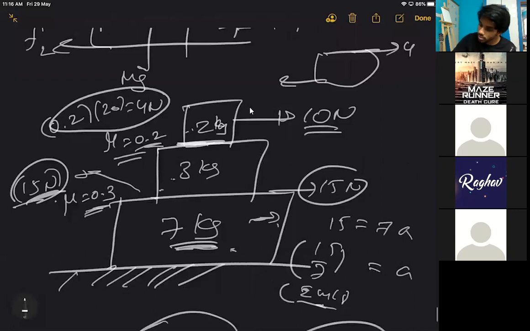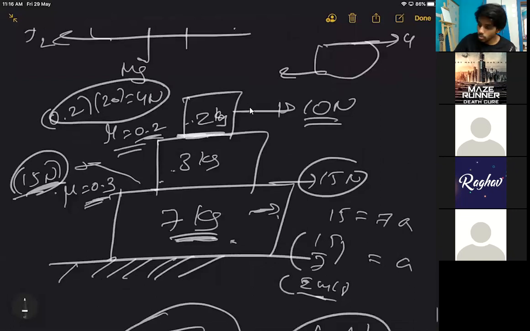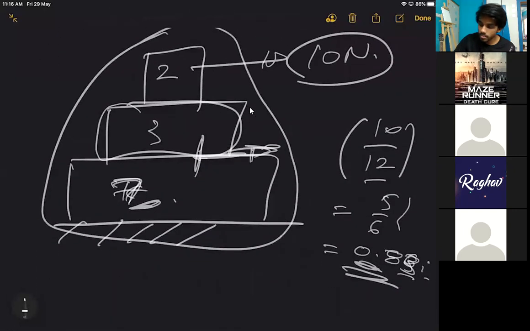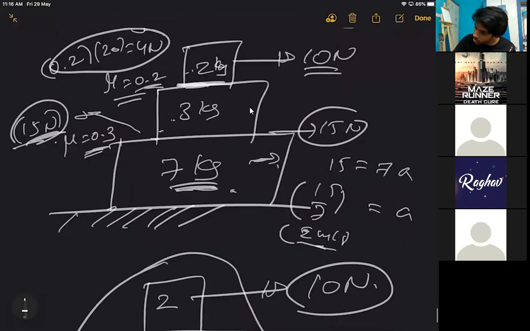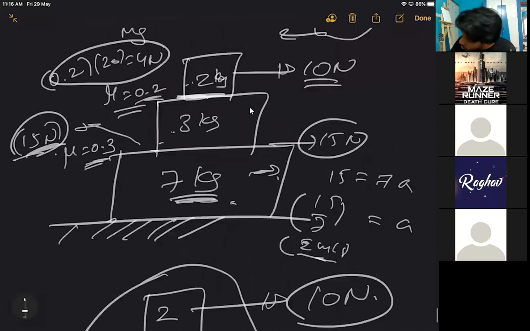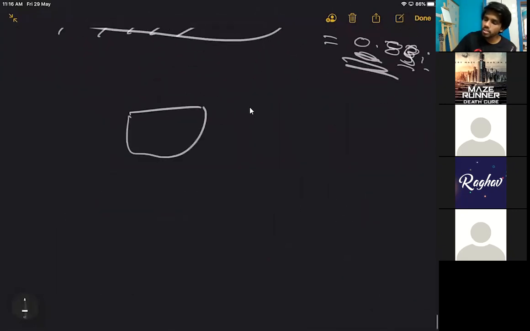Sir, sorry, can you just repeat again? I was a bit confused. Which part? This part, sir, 5 by 6. How did it equate to 2 meters per second squared? Did I say 2 meters? No, it is something around 2.1.